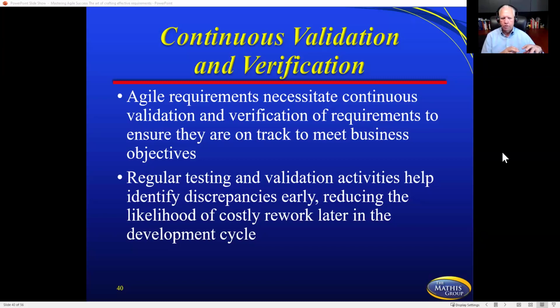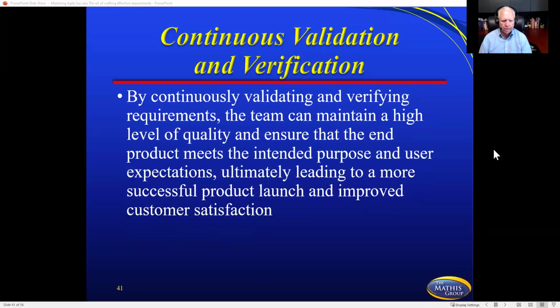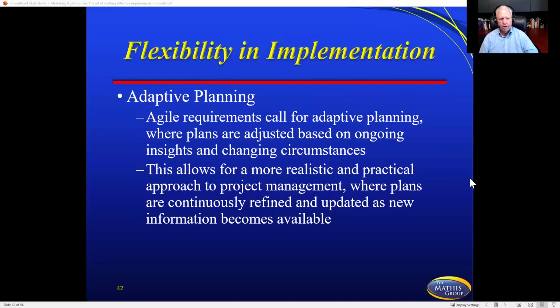In Agile, you'll find yourself a lot of times, once again, saying that test worked, but we're having to test something in addition to this. By continuously validating and verifying requirements, the team can maintain a high level of quality, ensure that the end product meets the intended purpose and user expectation, and that's going to be one of the most important pieces. If it's not meeting the user expectation, then the end result is it's not bringing value to them. And that's the whole purpose for doing an Agile type situation here, is to be able to bring that level of value.